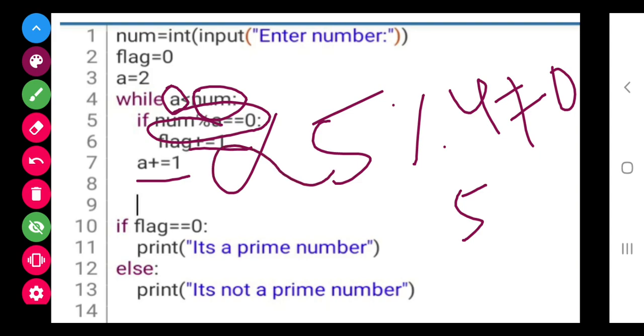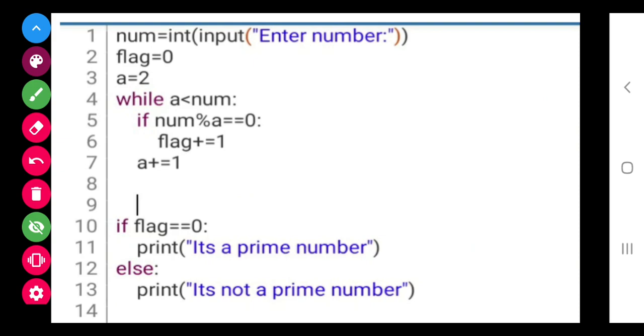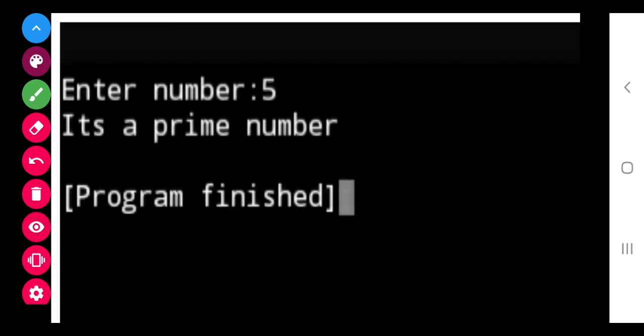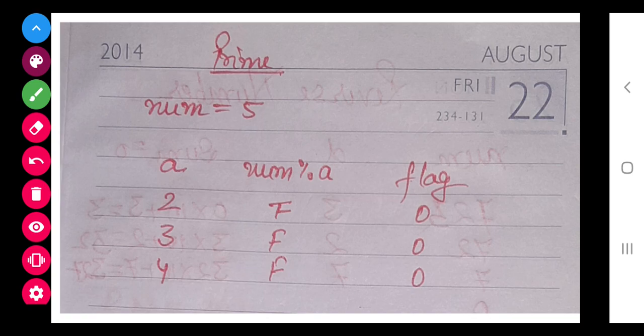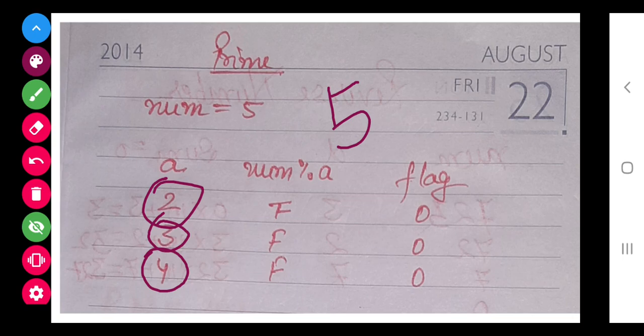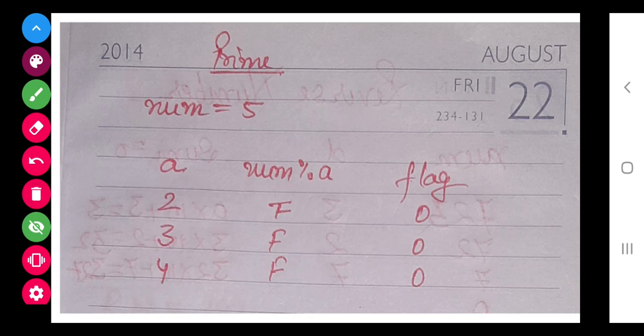Finally, what is the value of flag? The value of flag is 0. So it is a prime number. 5 is a prime number. So I have made two outputs for you. 5 is a prime number. How? See, a will run from 2 to 4 because my number is 5. I have to check from 2 to 4. So this condition is false, this condition is false, this condition is false. There is no increment in the value of flag, so it is a prime number.